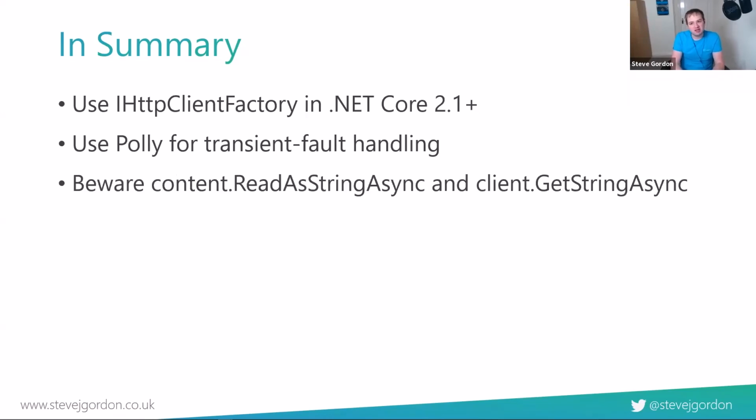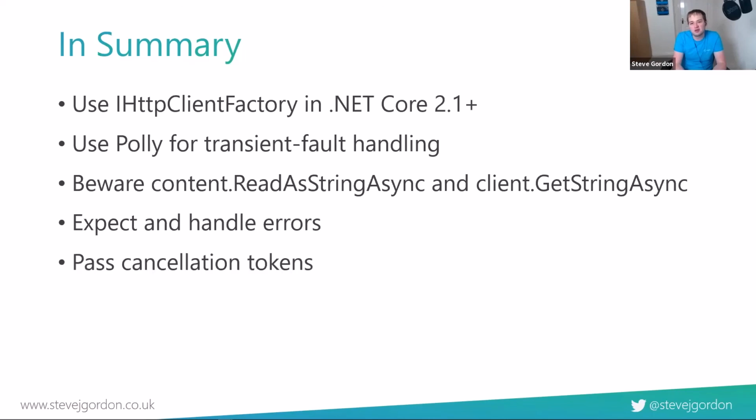Be aware of the read as string async or get string async methods. That intermediary string, unless you really want a string for some reason, is an allocation you can avoid if all you're then doing is deserializing from that string. So manually use read as stream async and then put the stream through the deserializer, or as I showed, use those extension methods that mean that you don't need to write that code yourself. Do expect and handle errors, transient errors, but also servers returning you 404s and things like that. Make sure your code is considering that possibility.